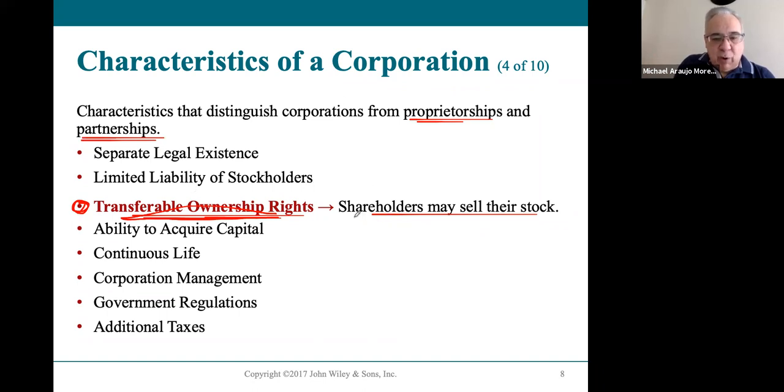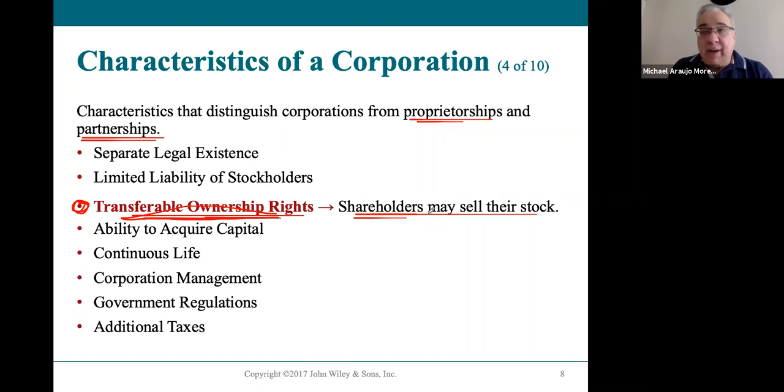That's not true with a corporation. The shareholders are owners, but they are not managers in the company. Management is separate. So that means corporations can function without much change when ownership changes.